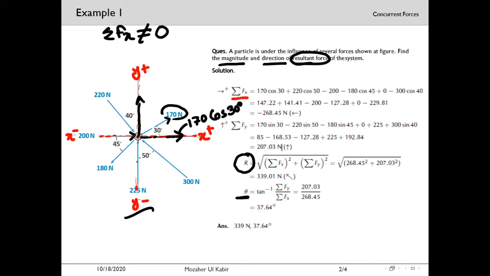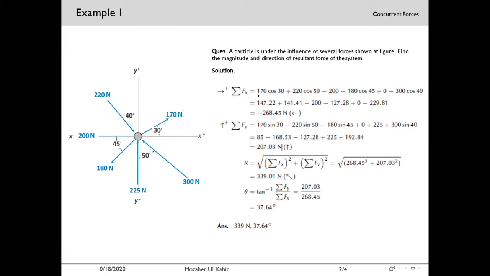As we are calculating summation of F_x, let's deal with the x components first. So we have already written the value of the first component, 170 cos 30, which arises from this 170 Newton force. This is the x directional component, which we have calculated already.